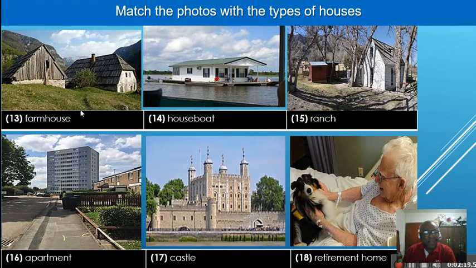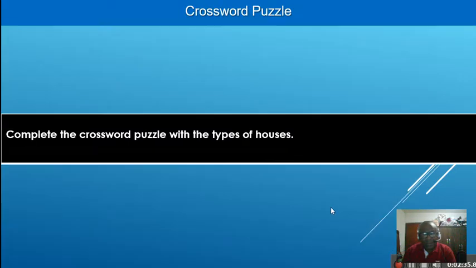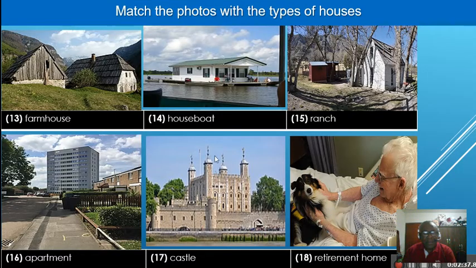and this is a farmhouse, houseboat. That is, the house is on top of a boat. This is a ranch home. This is an apartment. This is a castle. This is a retirement home. So these are the names we spelled match with the pictures here.